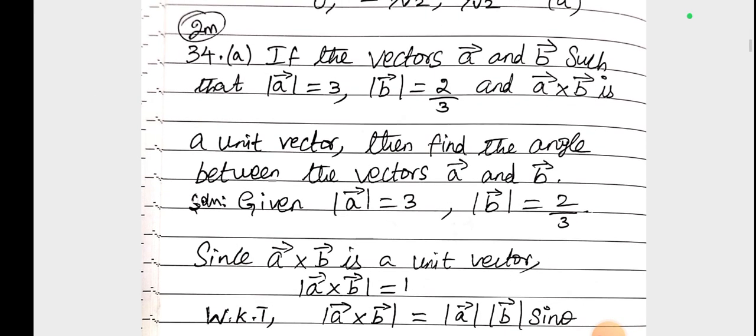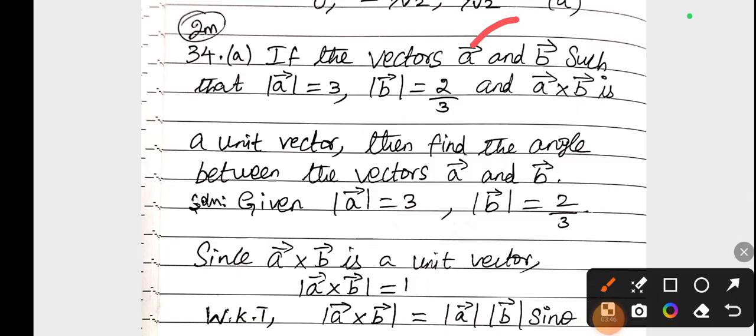Then the 34th, we have a question. The 34th has two subdivisions. The first one: if for vectors A and B, magnitude of A vector is 3, magnitude of B vector is 2 by 3, and A vector cross B vector is a unit vector, then find the angle between A vector and B vector.